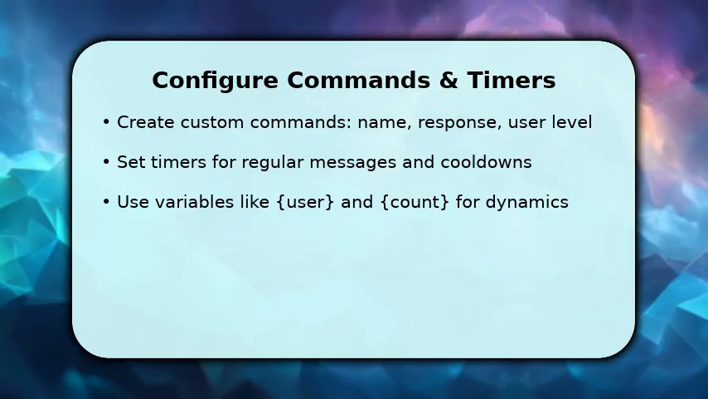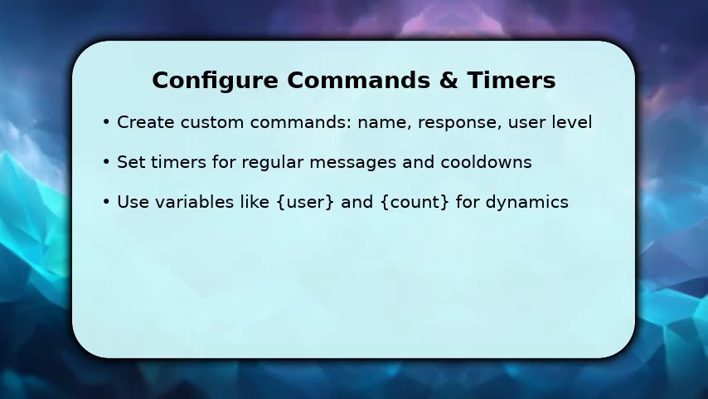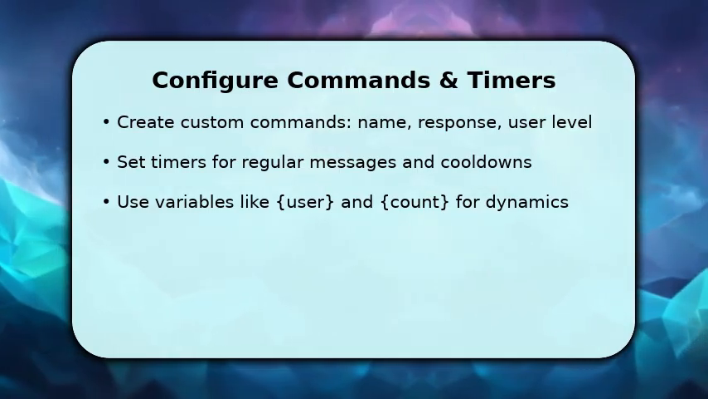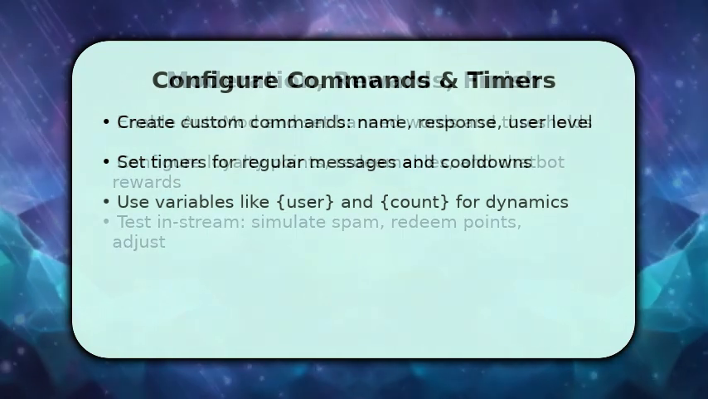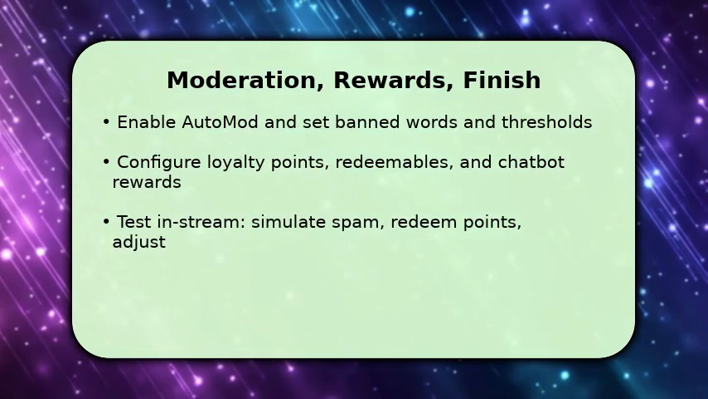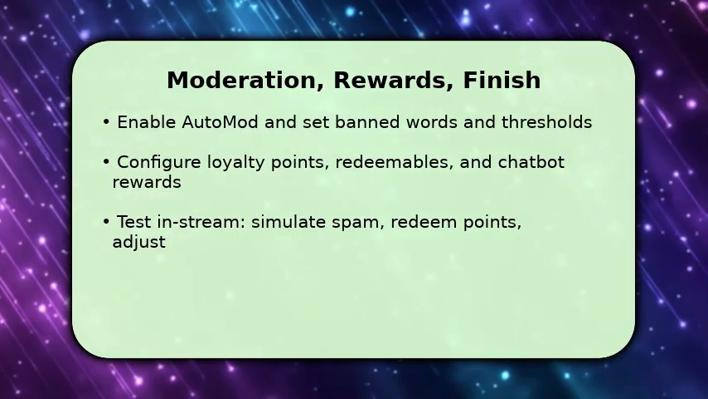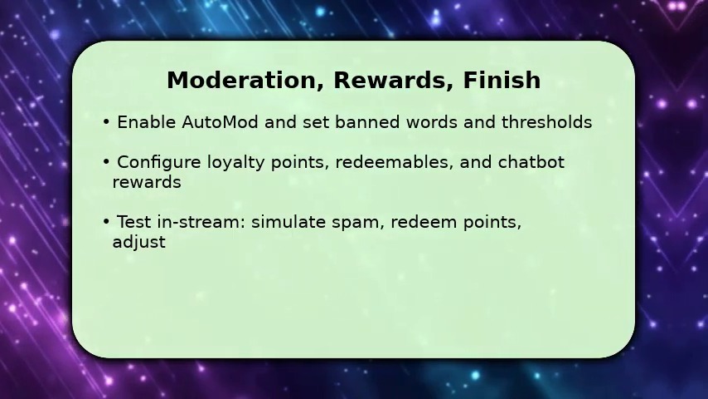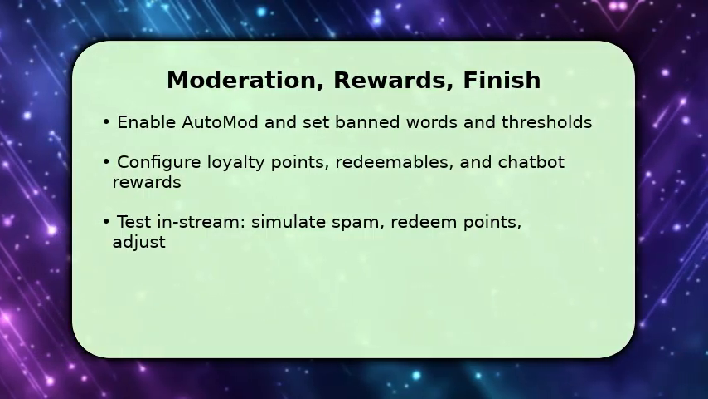Also test each command privately in a low-traffic window so you can tweak wording, permissions, and cooldowns before relying on them live. Finish by locking down moderation and enabling community features. Turn on auto mod, choose banned words and moderation thresholds, and assign moderators who override settings. Then configure loyalty points, create redeemables, and map rewards to chat actions so viewers engage.